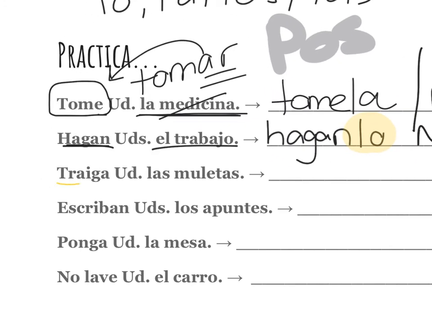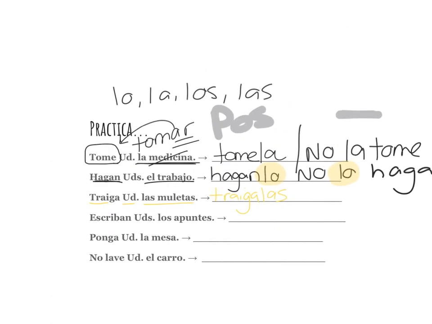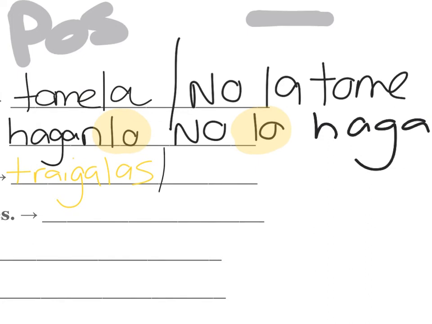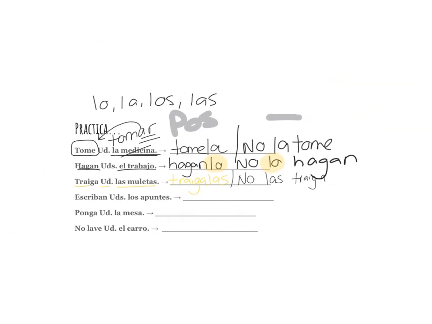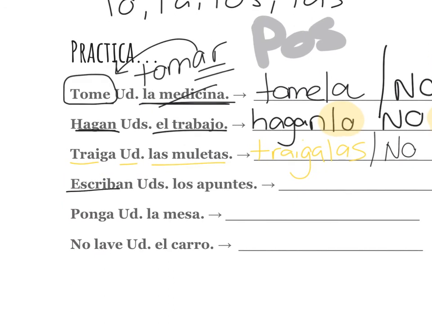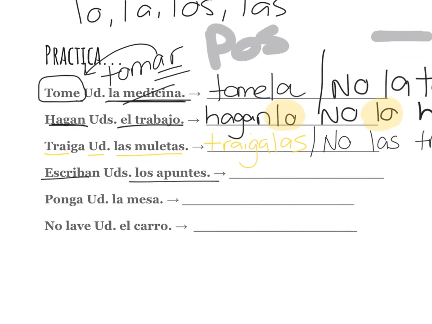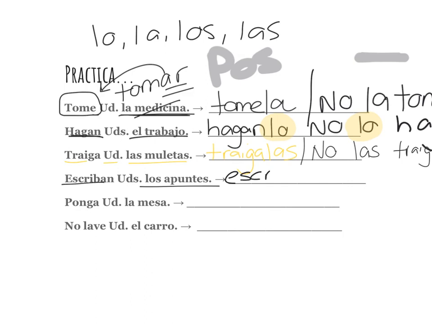What about this one? Traiga ustedes las muletas. Traiga las. Bring them. Okay, and again the negative would be no las traiga. So just be careful when we're doing the positive and negatives. The next one, escriban los apuntes. Write the notes. Write them. So both of these are commands. Write the notes, write them.